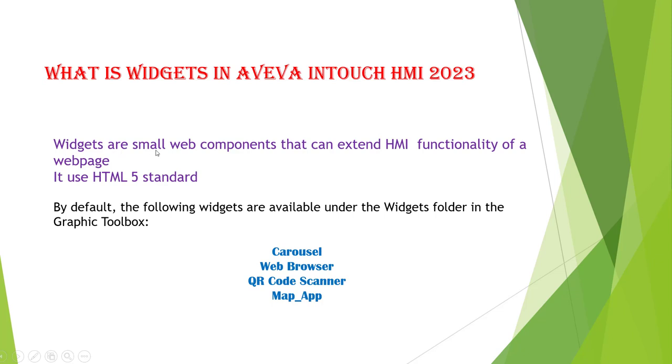Widgets are small web components that can extend the HMI functionality of a web page. It uses the HTML5 standard. By default, widgets are in the graphic toolbox. It has 4: carousel, web browser, QR code scanner, map app. Okay, now let's start how to build a widget.